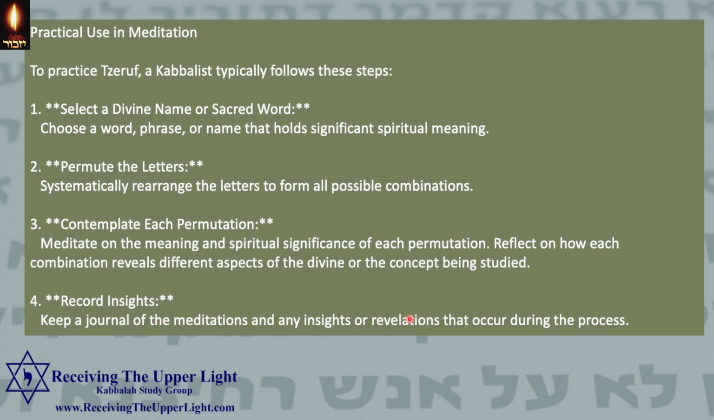Then you contemplate each permutation. You meditate on the meaning and spiritual significance of each permutation. Reflect on how each combination reveals different aspects of the divine in the concept being studied. Okay.